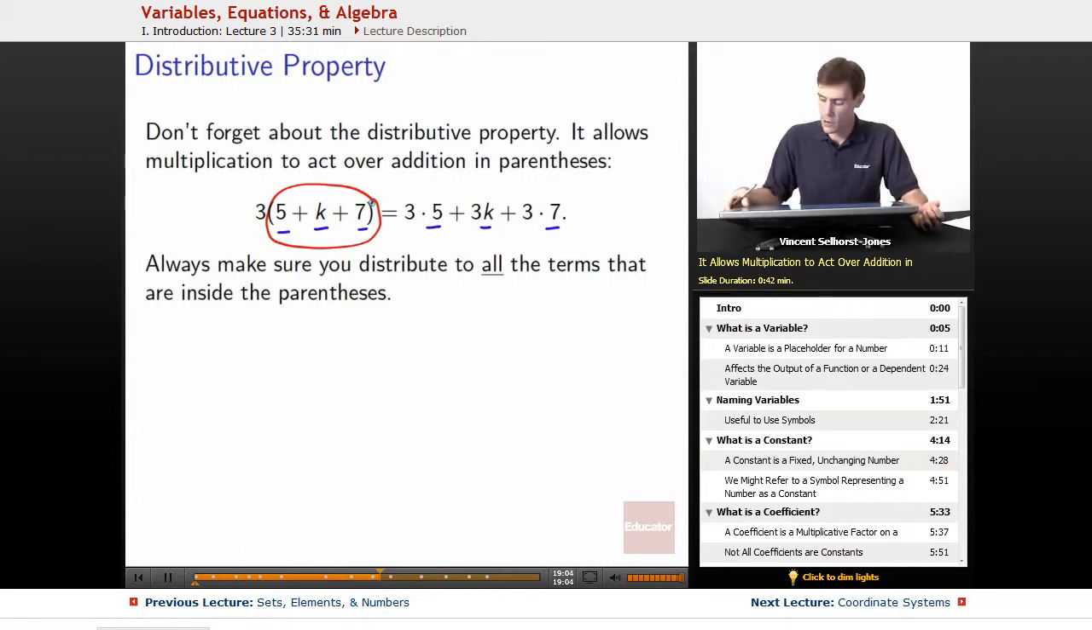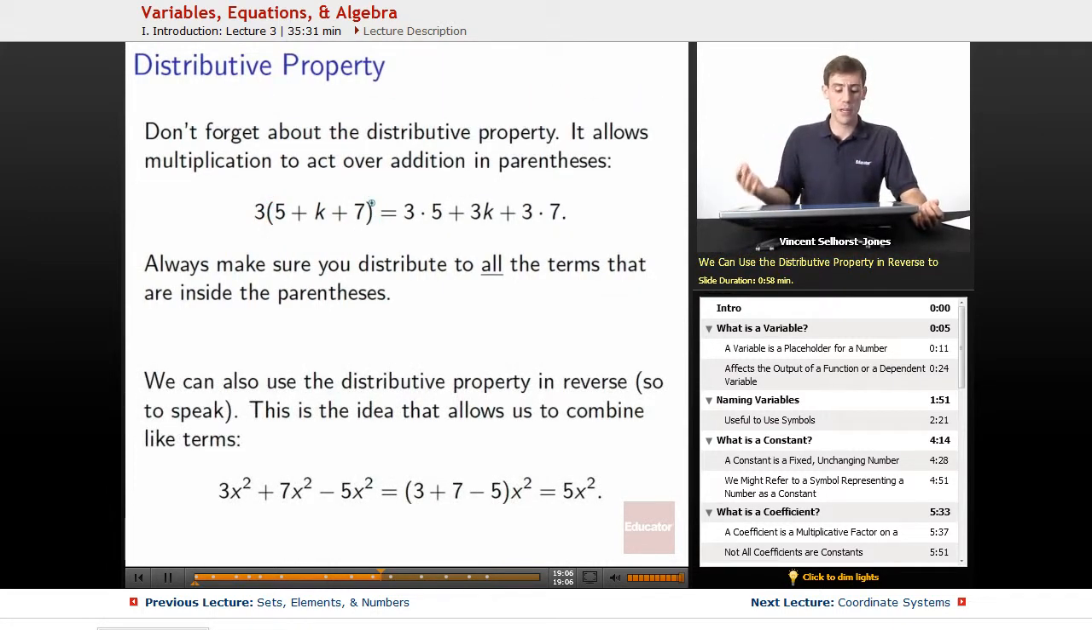All right. We can also use the distributive property in reverse, so to speak. We can go backwards in a way. This idea is what allows us to combine like terms.